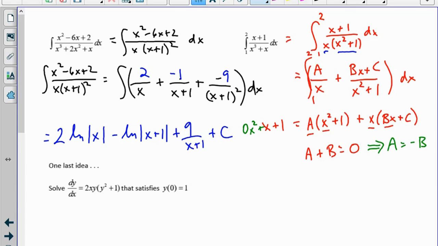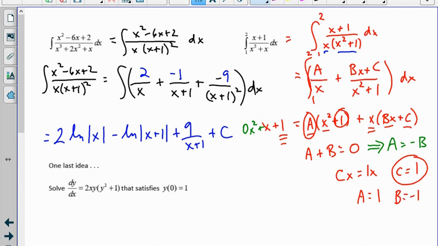Then I have cx, that's our only term that actually has just an x component. That equals 1x, so that means c equals 1. And then I also have a equals 1, because a times 1 is 1a, and there's no other terms that don't have any variables with it. So a equals 1, and since a equals negative b, that means b equals negative 1. So I have a equals 1, b equals negative 1, and c equals 1.